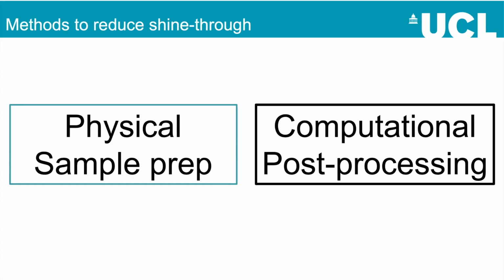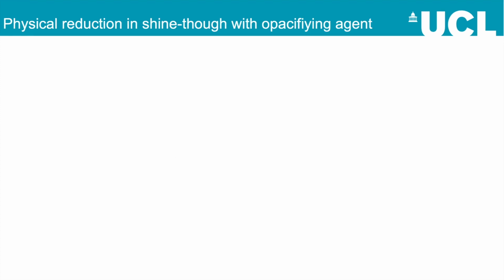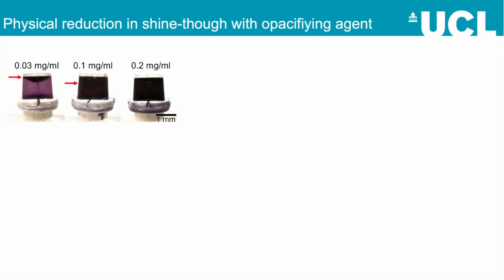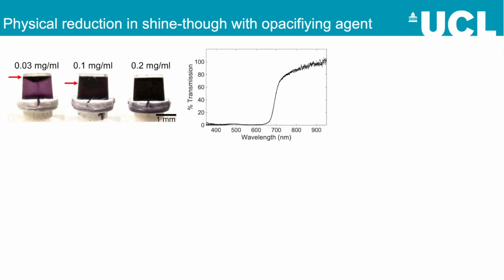So there are a few approaches that we could take to try and reduce this shine-through artifact. The first is physical, the way we prepare and image the samples, and the second is computational or post-processing approaches. In terms of physical reduction in shine-through, we used an opacifying agent, by which I literally just mean a black powder. Here you can see some samples with increasing concentration of the black powder. We used a powder called Aerosol Black, which is a carbon-based powder widely used in the printing industry. And it has a specific transmission spectrum, so from 350 to 650 we have this very broad absorption, lack of transmission, and then from 650 and above we have this sharp increase in transmission.